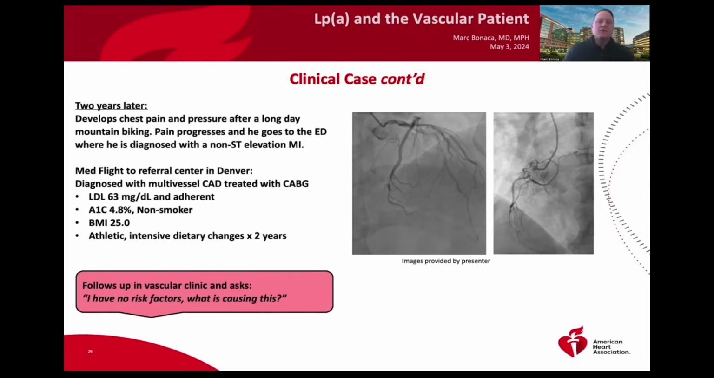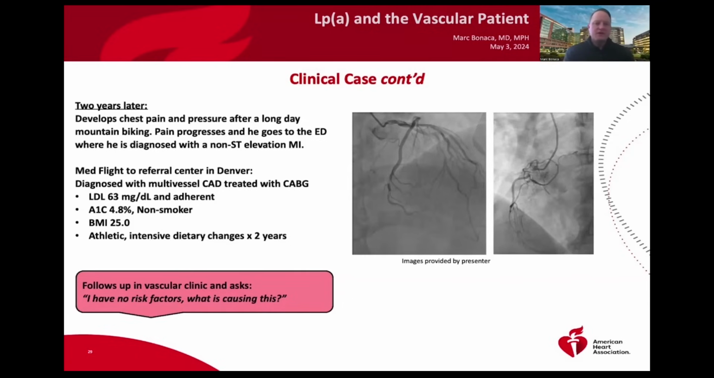Two years later, he came in after having chest pain. He'd been mountain biking, lives in the mountains. It was progressive, and he presented to the emergency room and was diagnosed with a myocardial infarction. And this is 2 years after his limb outcome, and he was 52 years old. He was flown down to the Metro Denver area where I practice, and you can see some images from his angiogram here. But at 52 years old, he had multivessel coronary disease and was treated with bypass surgery.